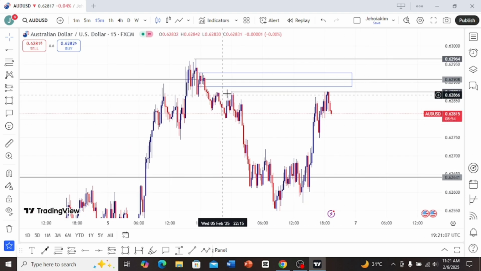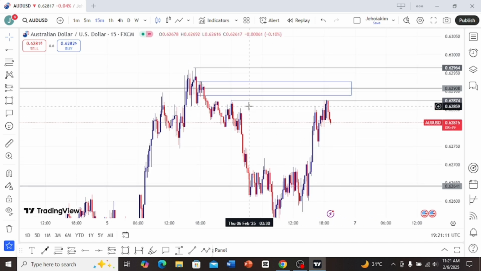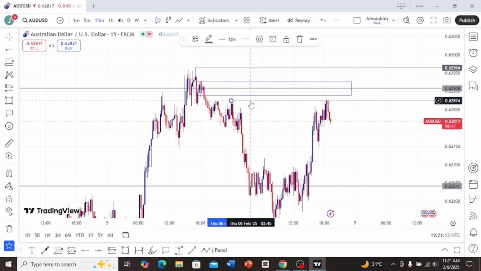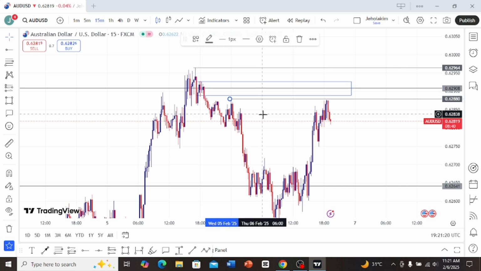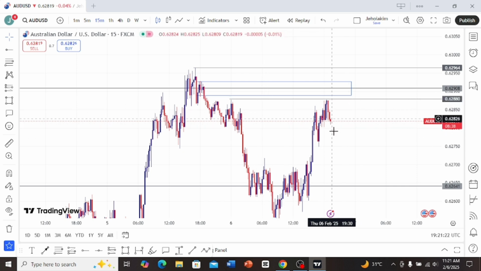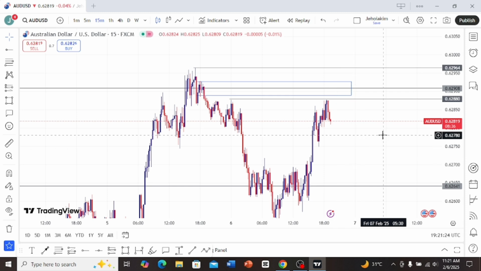So knowing that liquidity will be swept here, this is just a fake out because the market has not yet swept the liquidity that is here. There is a high that the market needs to sweep. This high, the market will need to sweep it. Let me adjust it well. The market will need to sweep this liquidity, and as you can see, the market reached the point and crashed down. Mark this.